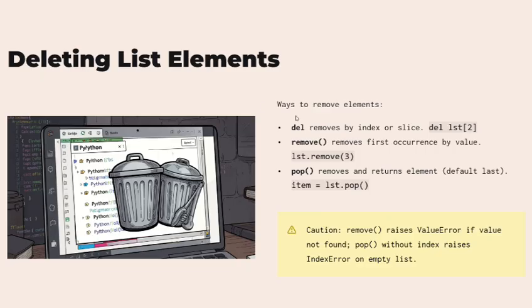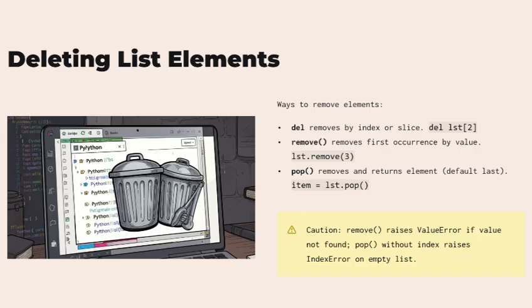Now remove. Remove deletes an element by value. For example, you can see here list.remove(3). It removes the first occurrence of 3. It's also very important to note that if the value does not exist, Python gives a ValueError.